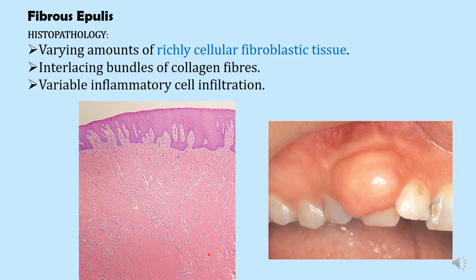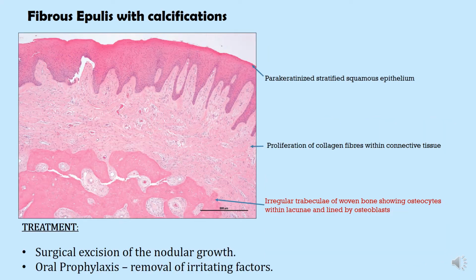So in this particular slide, what we can see is all this pale pink structure that you're seeing between these cells are basically the collagen fibers. Now sometimes you have fibrous epulis with calcifications. So this is a picture to show you that.